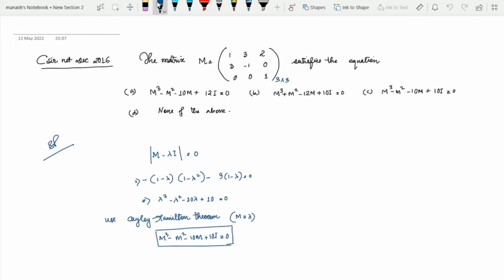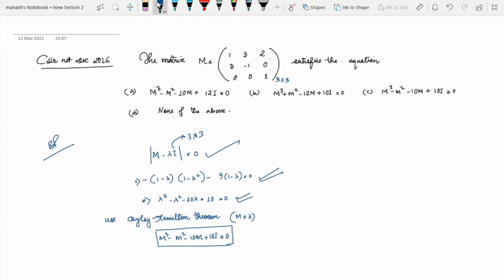So if you use the characteristic equation, determinant of M minus lambda I is equal to 0, and if you put the matrix minus lambda into identity, the identity is also 3 cross 3 because the matrix is 3 cross 3, then you get the following equation, that is (minus 1 minus lambda) into (1 minus lambda) square minus 9 into (1 minus lambda) is equal to 0. And if you solve it out, you get this equation, right?